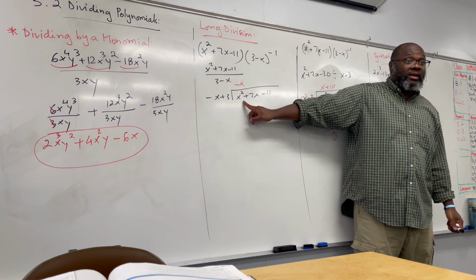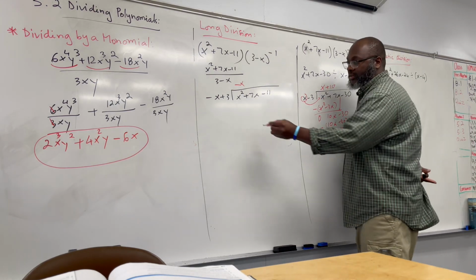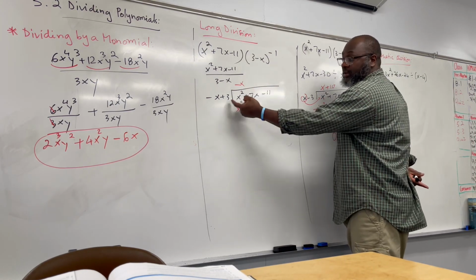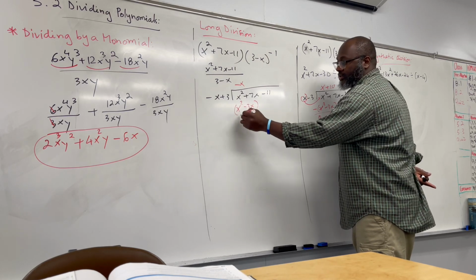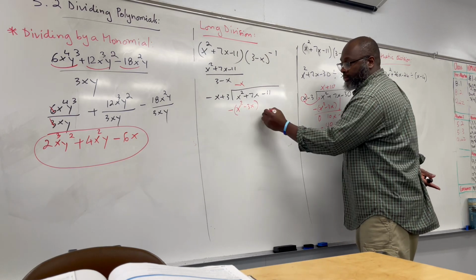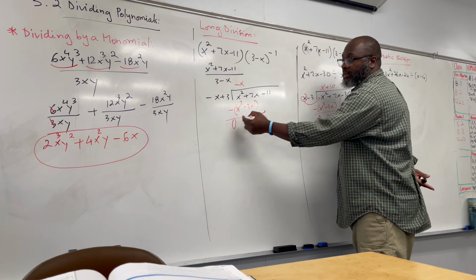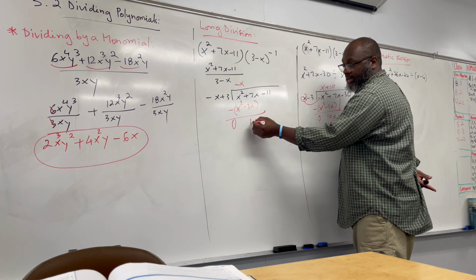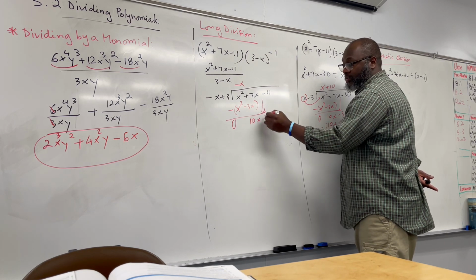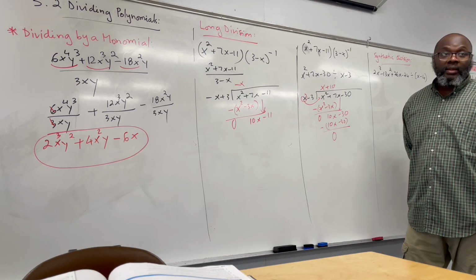So I still have a negative, right? Now what's negative x times negative x? x squared. What's negative x times 3? Minus 3x, right? We're going to subtract again, right? Subtract that. x squared minus x squared. 7x minus 3x is 10x. And then guess what? I'm going to bring this one down, right? 10x minus 11. All right?